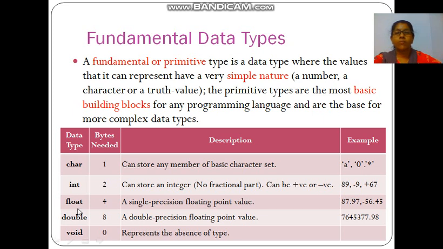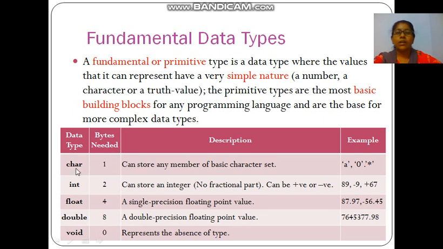Here we are going to discuss five fundamental data types. There is another, bool, also, but we are discussing these five. Char means character, int represents integer, float and double. Float represents decimal numbers. Then void, it is without any data type. I will explain one by one.